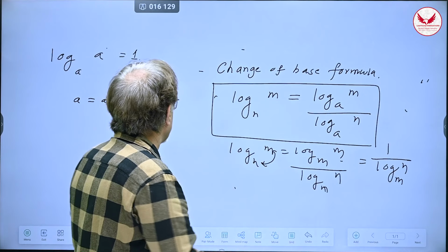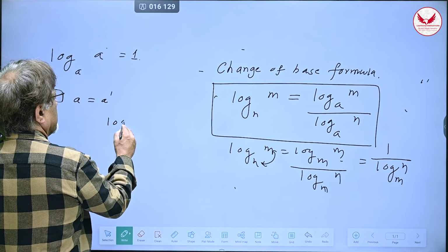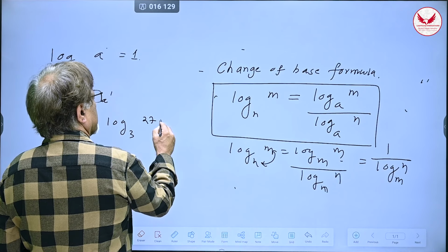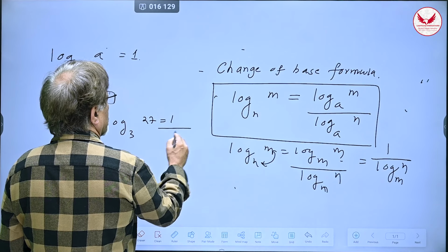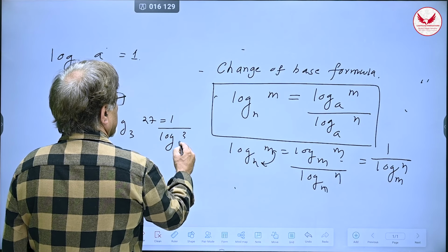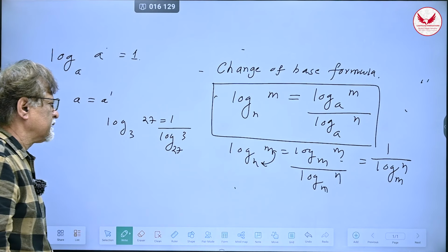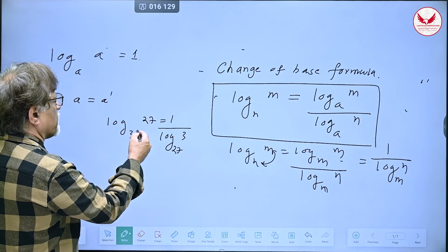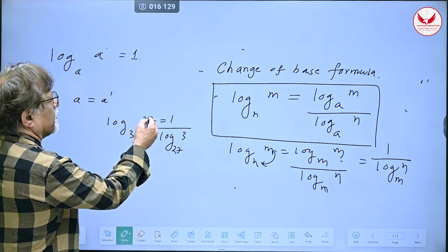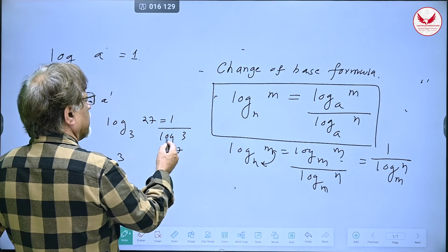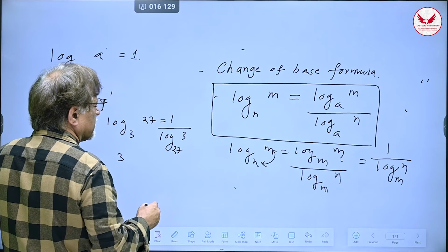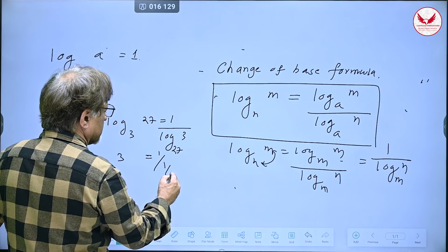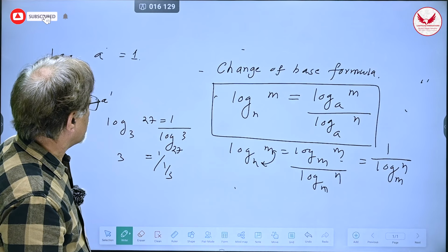So for example, log of, let us say, 27 to the base 3 is the same as 1 upon log of 3 to the base 27, correct? You can check. What is log of 27 to the base 3? Which power of 3 is 27? 3. And which power of 27 is 3? It is 1/3. So 1 upon 1/3 will become 3. Therefore 3 is equal to 3. So these two things are the same.